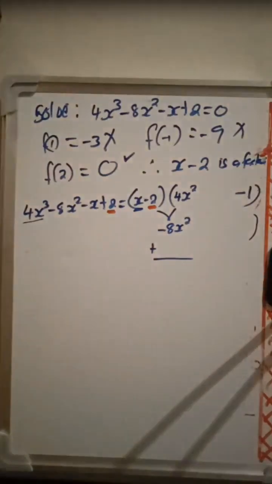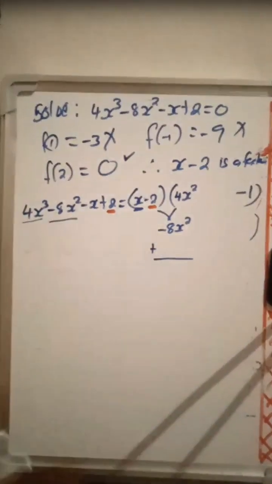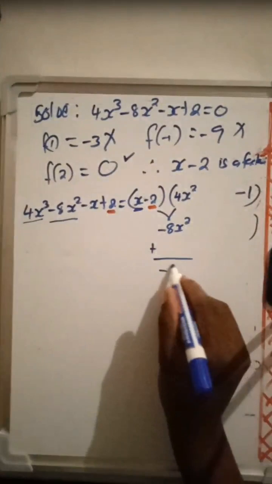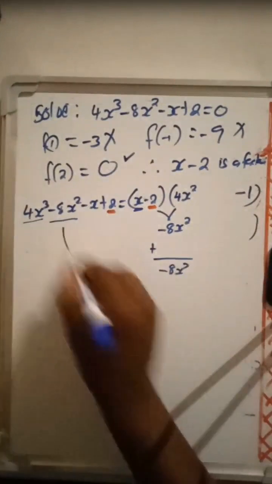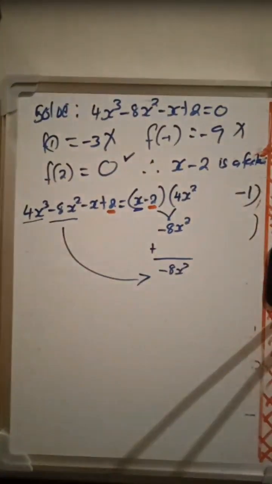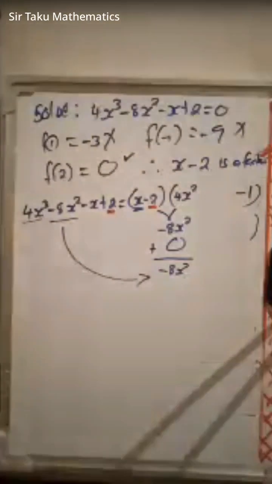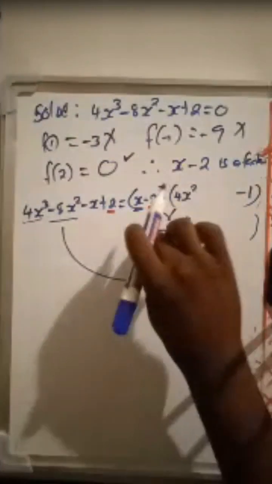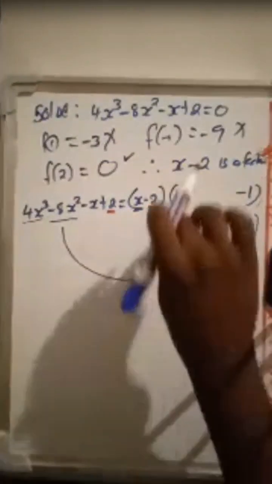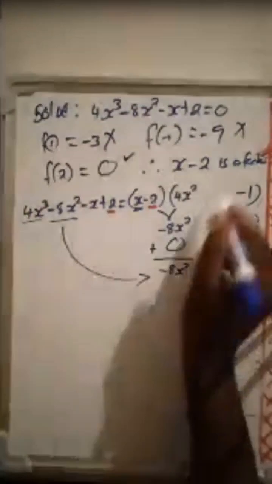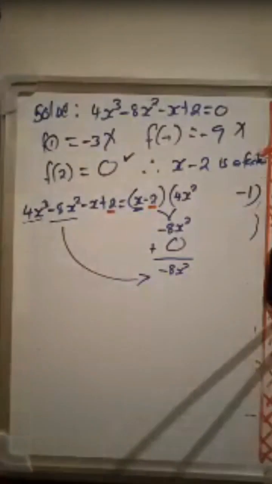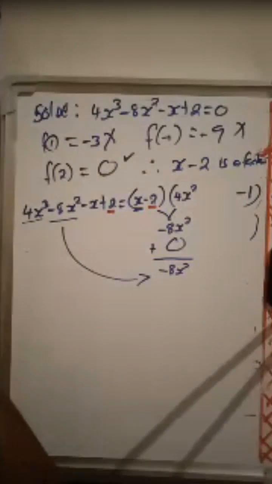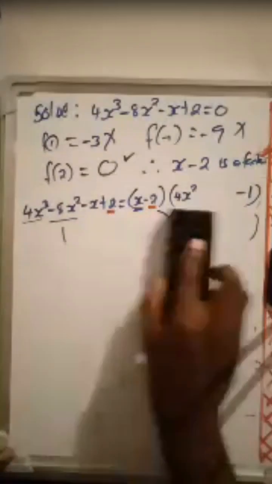What do we need to add there? We have -8x squared, and we have brought this one down. So if we check, what do we need to add there in order to get that? It is 0. In order to get this one, we can just say this one minus that one, it's 0. So the middle term is 0. This one is easier, guys.